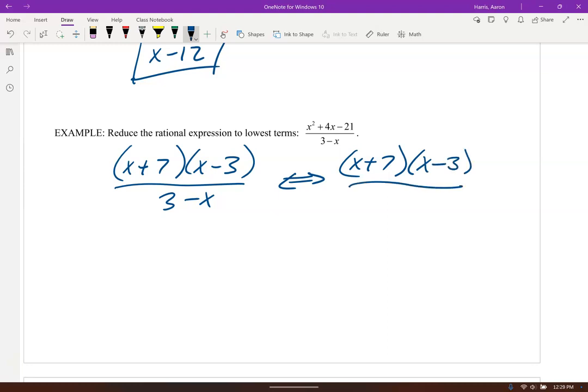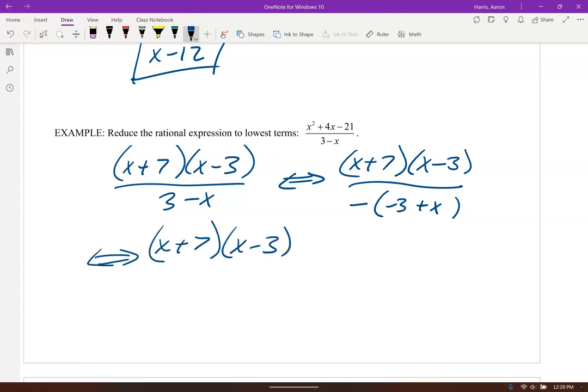I'm going to take a negative out of each of these in the denominator. So that would become negative 3 plus x. In other words, let me rewrite it. Instead of negative 3 plus x, let me write that as x minus 3. So see how I forced that by taking a negative out of the denominator? I can see that I can cancel those because they just differ by a negative value.